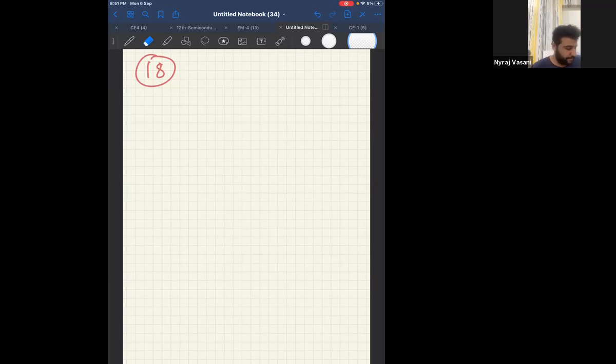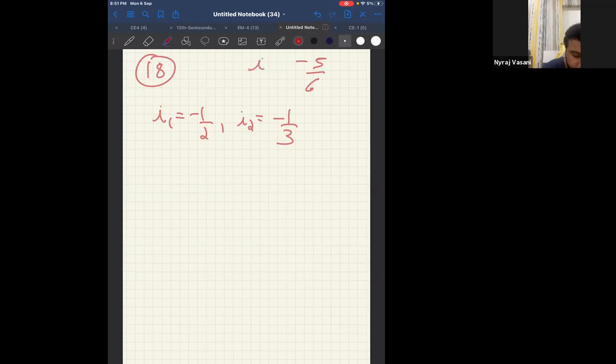What have they asked? Find the current I3. Answer will be minus 5/6 for I3. You will get I1 as minus 1/2, I2 as minus 1/3, and I3 as minus 5/6.